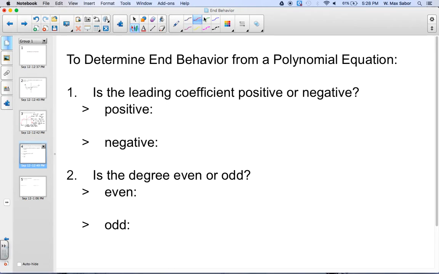So what if I don't give you a graph and I just give you an equation? There are two things that you should look at. You should always look at the leading coefficient, so the coefficient of the term with the highest degree. If it's positive, then we say that it will rise on the right. So that positive coefficient, that leading coefficient, will be the most important term when x is really big. So if that's a positive coefficient, it'll be very large. And if it's negative, it will be falling on the right.